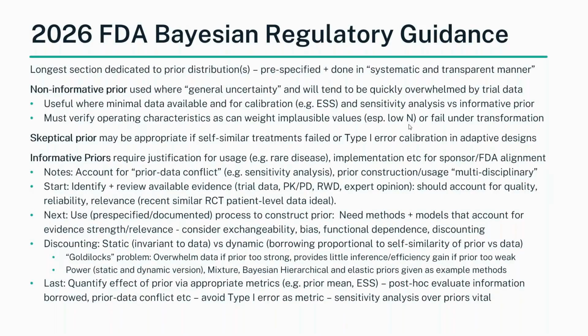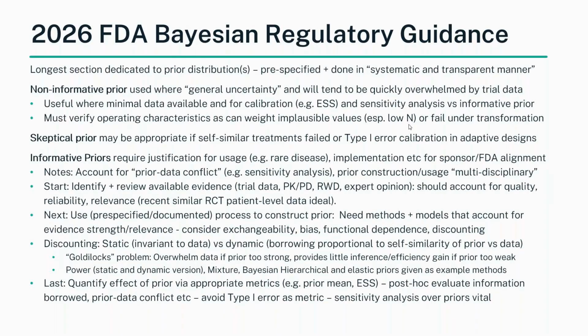Bayesian hierarchical models and elastic priors. So these are all given as examples of methods that might be of interest. And then effectively at the end, you should quantify explicitly the effect of the prior via appropriate metrics. You should be doing this via things like the prior mean and the effective sample size, and this would often be done via simulation and sensitivity analysis, where you're looking over different design priors as well. And then they do say that after the trial, there should be some post hoc quantification, basically saying how much information did we end up actually borrowing, because that can be useful for calibration and discussing future trials.